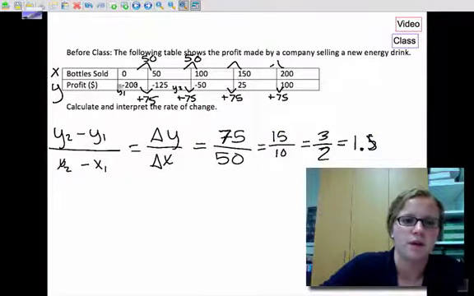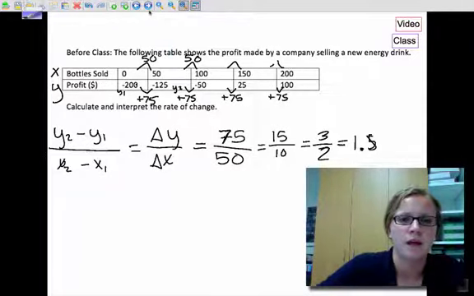And then they were asked to interpret that rate of change. So you can have them talk in partners. That would mean for every one bottle sold, there's $1.5 of profit, or for every 2 bottles sold, there's $3, and for 10 and 5, 50 and 75.